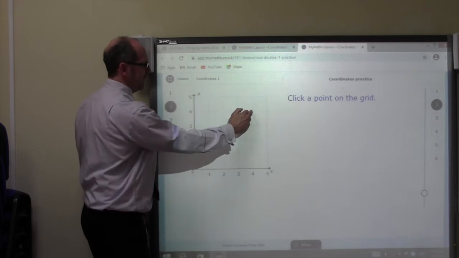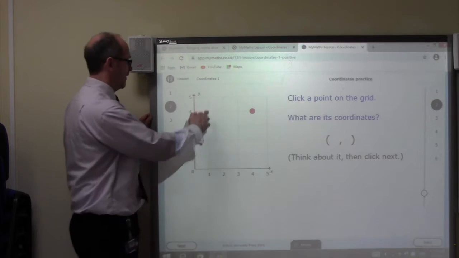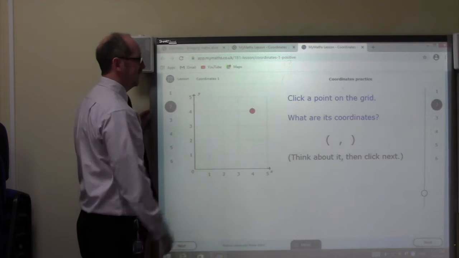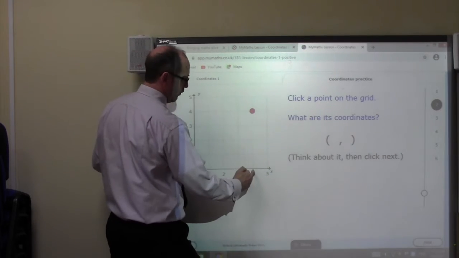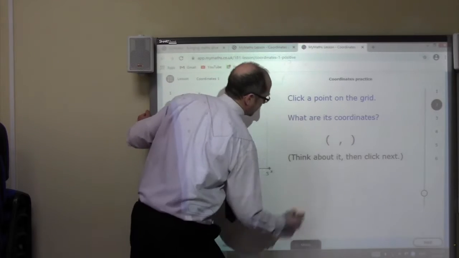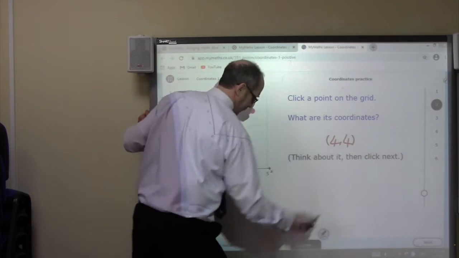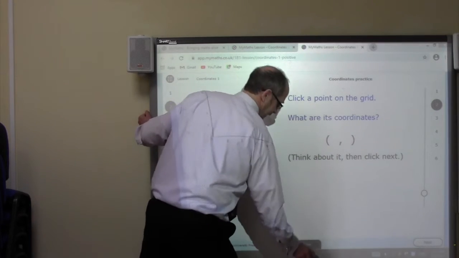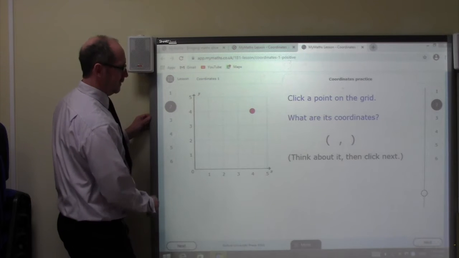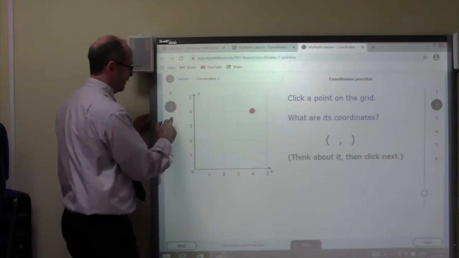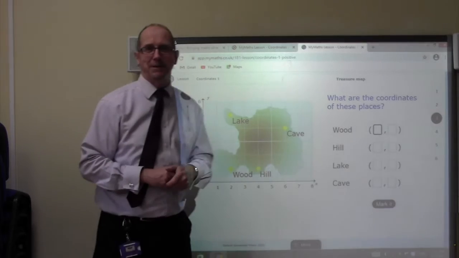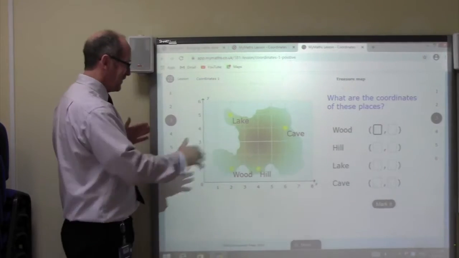Click on the point on the grid. We'll start there. That's the one we've just done. Oh, it's not going to let me do it now. So on here, we say it's 4 across, 4 up, and we would write 4, 4. Forget that. We're going to carry on. I can't move it until I've clicked on it. But we're all right. So we're now on a map.